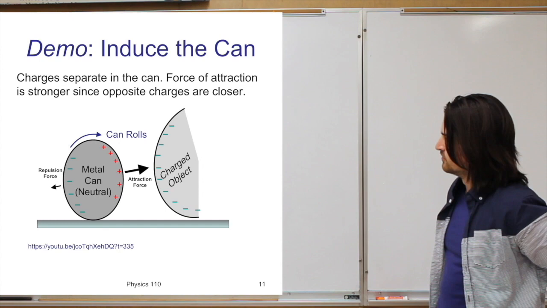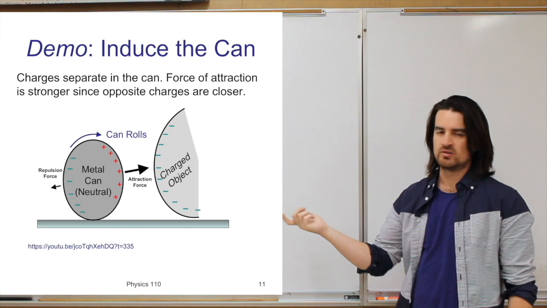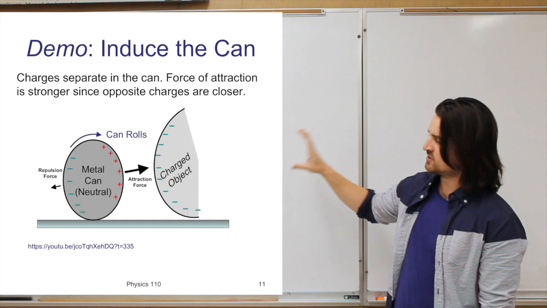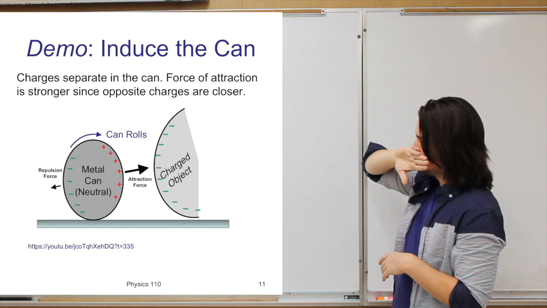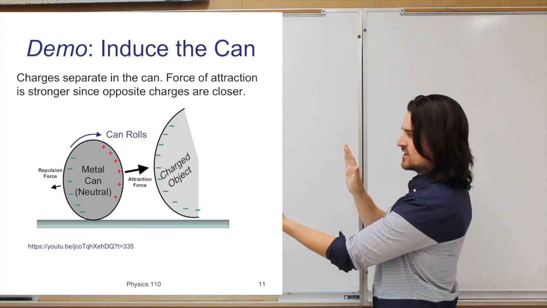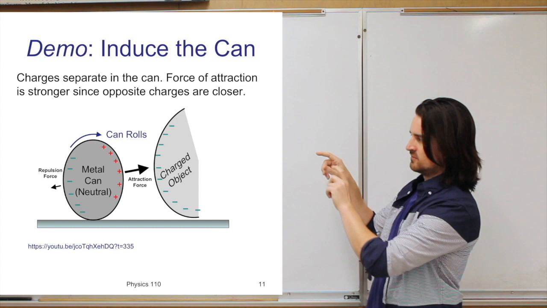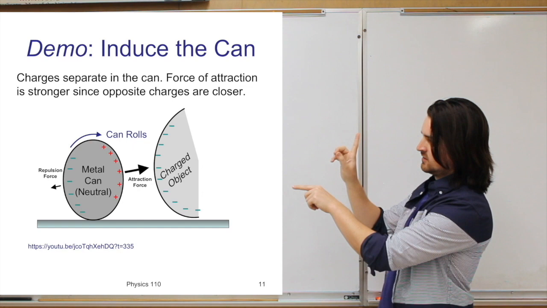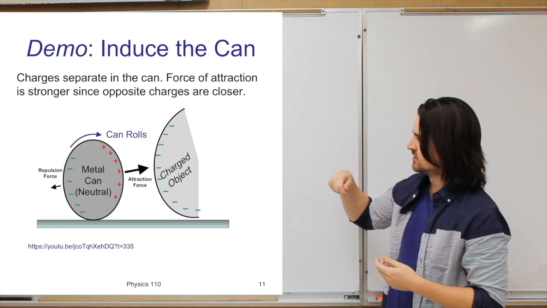Okay, so this is a fun demonstration where you do the same sort of process, but instead of a ball on a string, you can do this with a metal soda can. You bring a charged object up to that metal can, and again you're going to induce that charge separation. Say the charged object you bring up is negatively charged. You're going to induce the negative charges in the can to push to the opposite side, and the positive charges in the can to pull over towards that right side. As the picture shows, the repulsive force between the two negatively charged objects that want to push apart is going to be less than the attractive force between the two unlike charged objects, negative and positive. So you start to pull the can towards the object, and you can roll the can without even touching it.